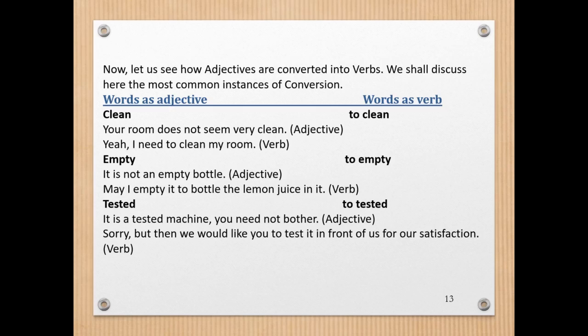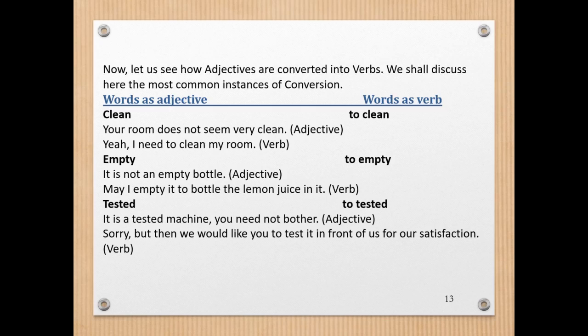Tested. Tested and to test. To is added in all these three words you may see. That means they are used here as verbs. It is a tested machine. It's a tested machine, meaning the machine has already been tested. Now tested here is an adjective and machine is a noun.